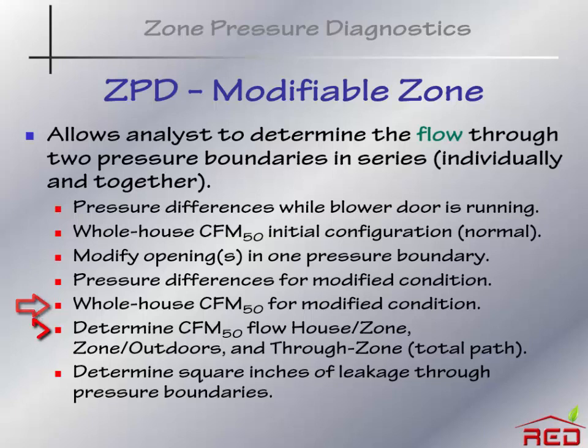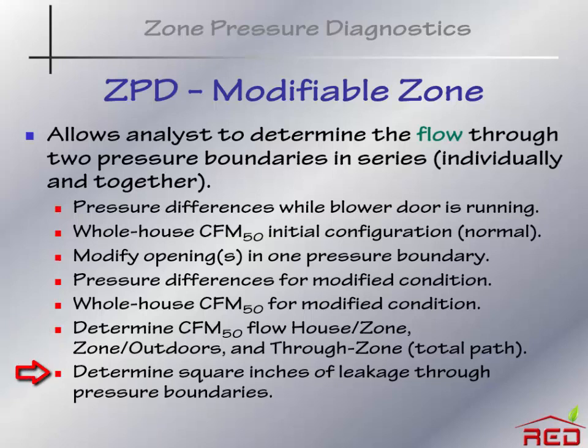And that then allows us to determine the CFM 50 flow through the pressure boundary from the house to the zone, and through the other pressure boundary from the zone to the outdoors, and with the two of them in combination, which we can call through zone or total path.